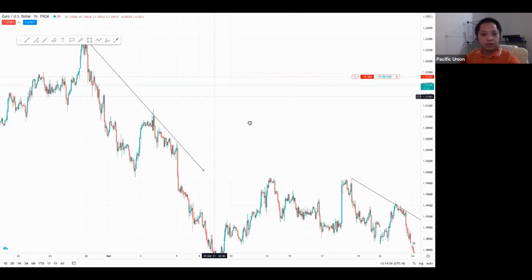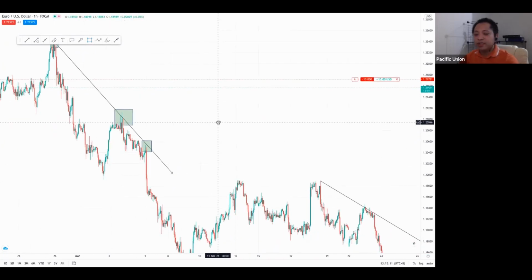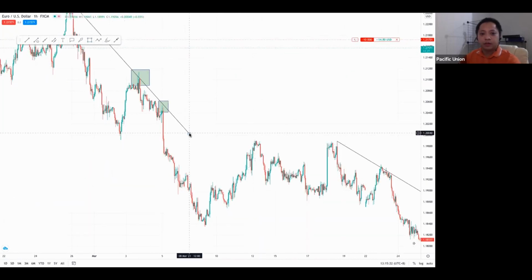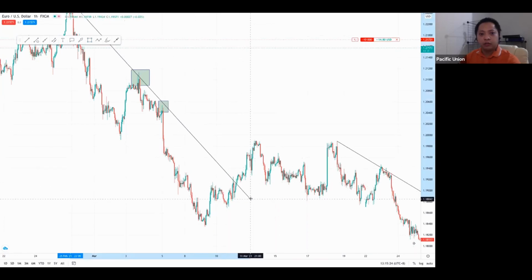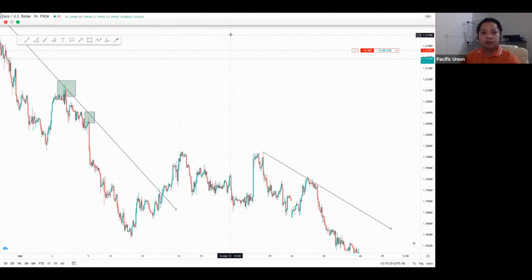Okay, so I would say this is also a valid trend line because you have one, you have two, and you have three touches. Now, the price doesn't need to really touch the trend line. If it can come close enough, like 1 pip or 2 pips with the trend line, you can consider it as a touch to the trend line. We will tell you later why you need to make sure that you are working with a valid trend line.